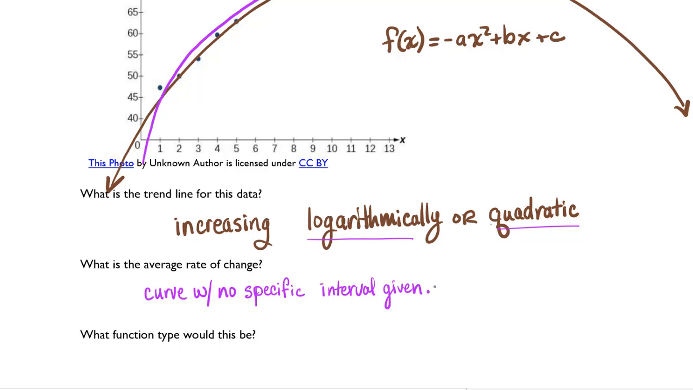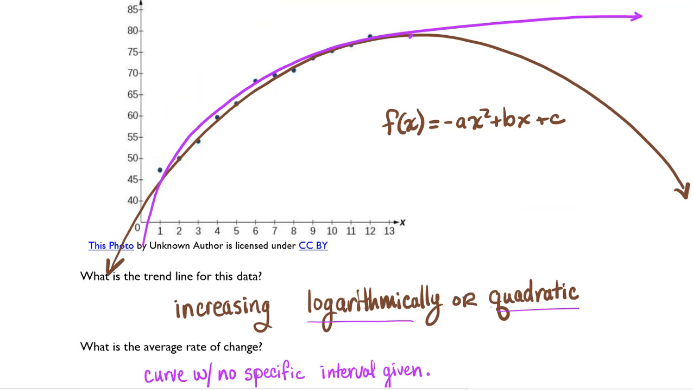If I were to give you an interval, then you would be able to find those 2 points. So let's just say I had been thinking about it and I wanted to find the average rate of change between 2 of the points that hit the curve. Well, I would just use those 2 points and find the rate of change between those 2 points. But we weren't given 2 points to calculate, and so we're going to move on.